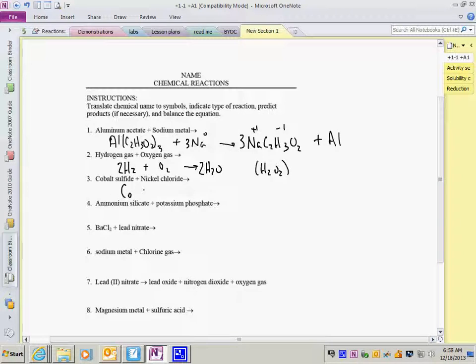Cobalt sulfide, CoS. You need to look at the charge above cobalt. It's +2. Sulfide is -2. Nickel is also +2, and chloride is -1. So charge balance, and I will get, in this case, a double replacement reaction. This cation with that anion, cobalt sulfide, charges will not change. +2, -2.